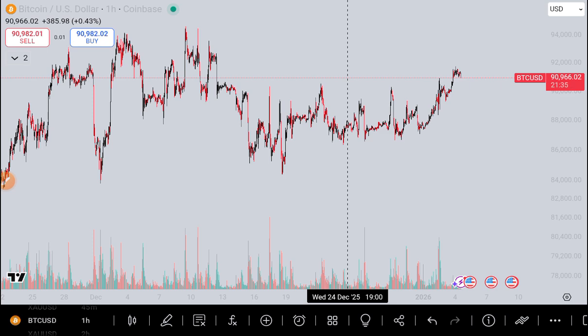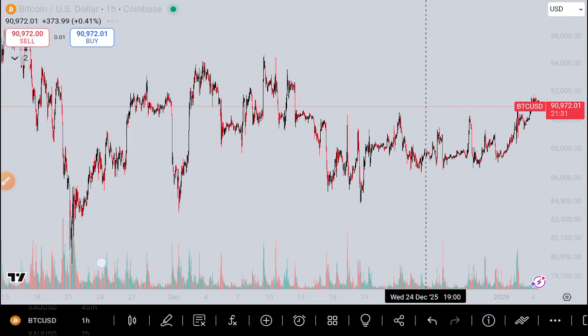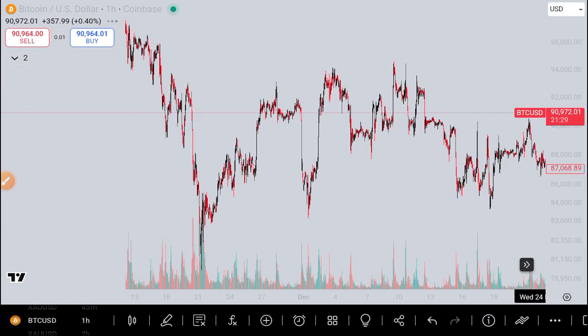Now, if you look at my volume indicator, this is a simple volume indicator that you can find on TradingView. You can find it on MT5 or MT4. You don't need to pay for this. All right, like I said, this channel is about simplicity, using what you have available to you to make the most out of it.